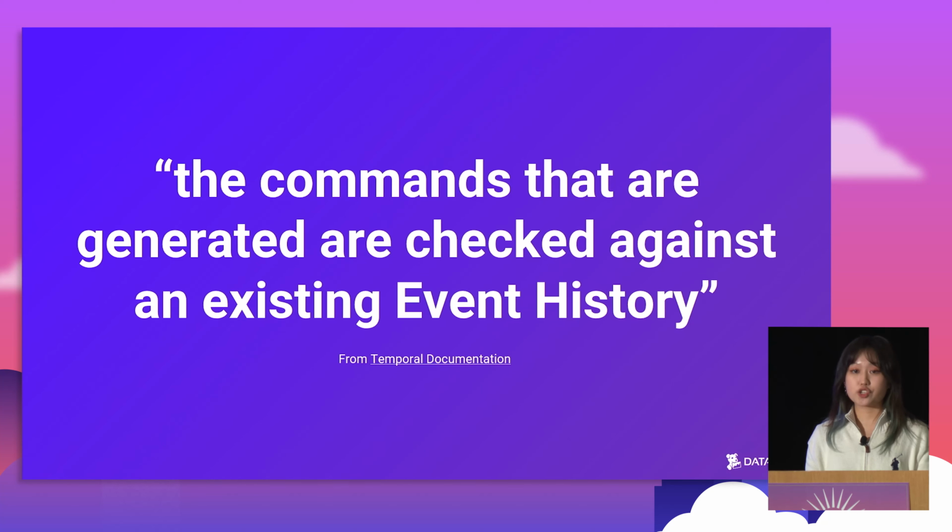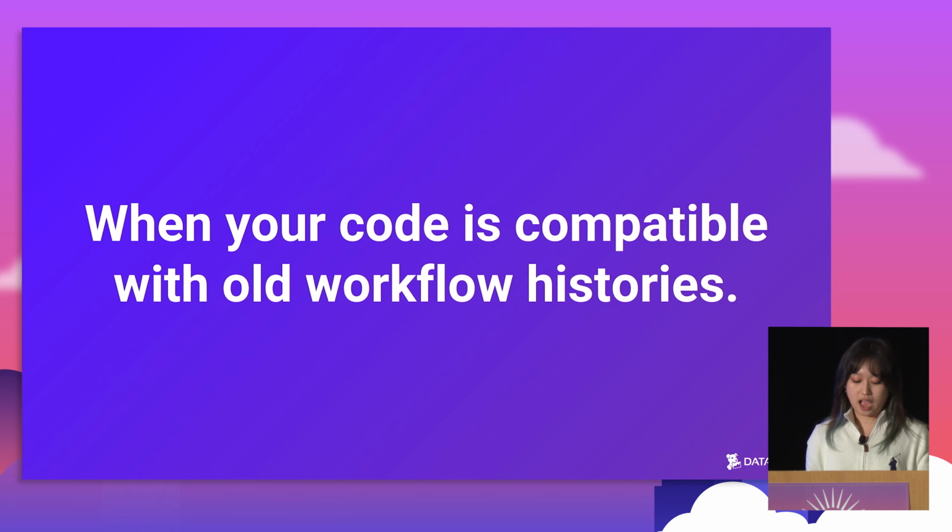Temporal is able to provide this durability through emitting events to the server every time your code does something, such as starting a new child workflow or activity. And using replays, it's able to continue making progress. So replays check these generated commands against existing workflow histories. So it kind of follows that replay safety is when your code is compatible with old workflow histories that are already persisted in the server, and all of your code changes made must be backwards compatible. Any code change that is not backwards compatible is considered a breaking change.